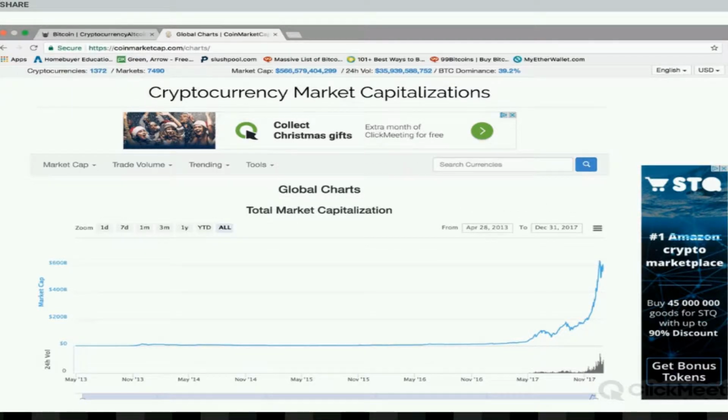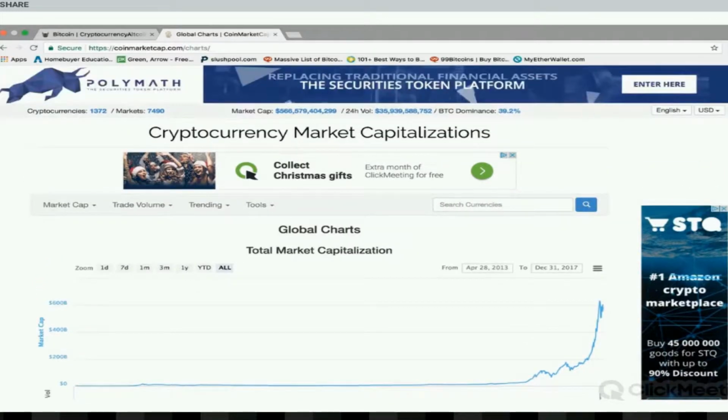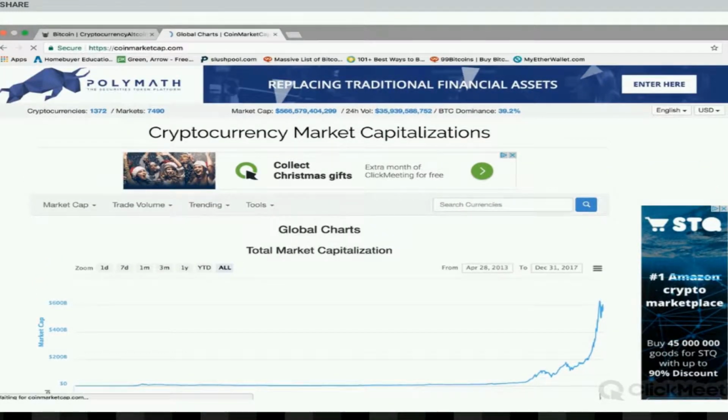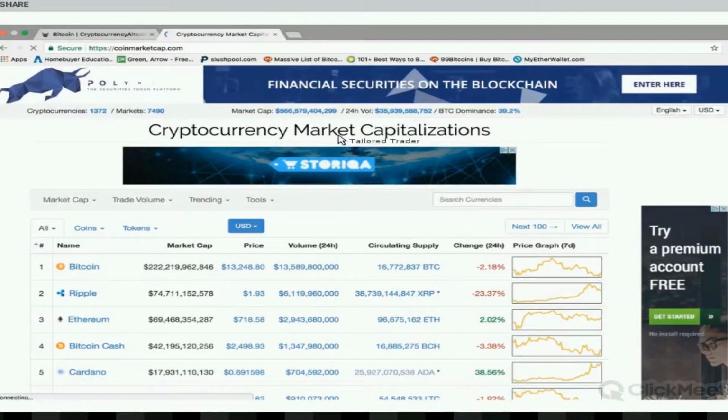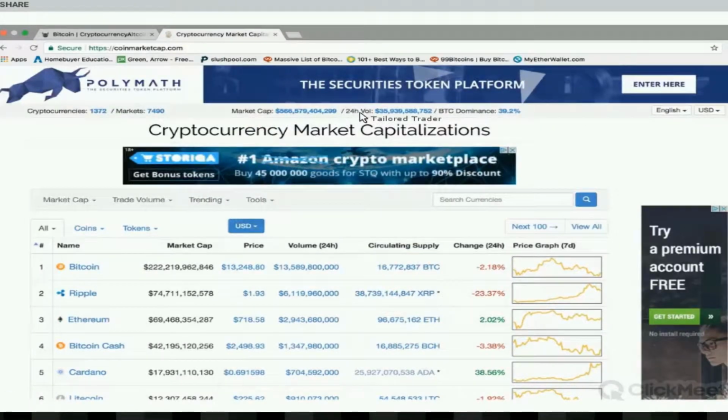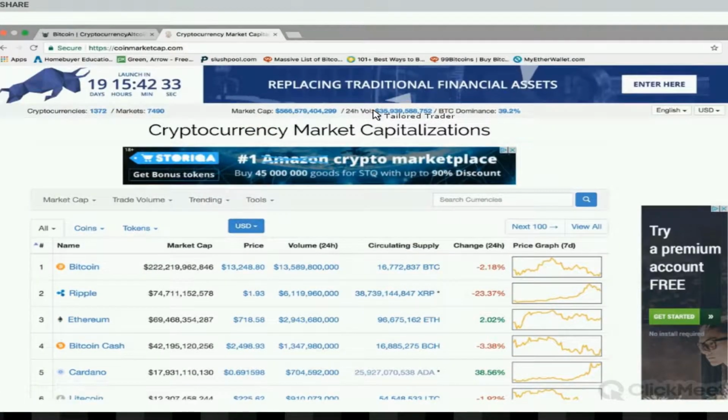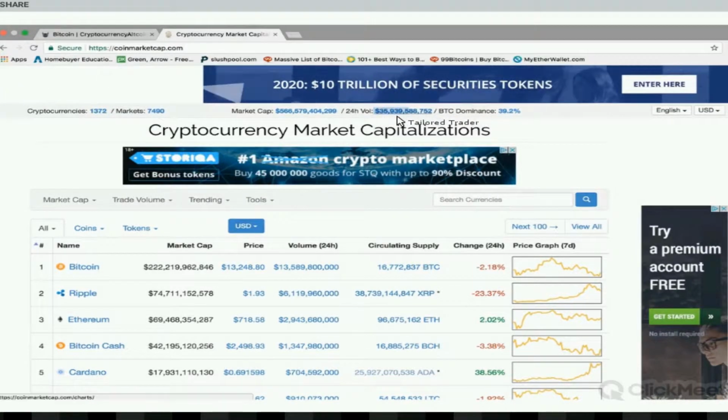Now, let's get back to the homepage and let's go over the web page. We don't want to get lost too much. We were trying to make this video as brief as possible. So it gives you the market cap and it gives you the 24-hour trading volume of the whole market right here, which right now is at 35.9 million.